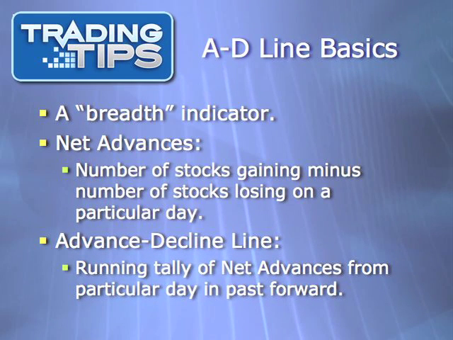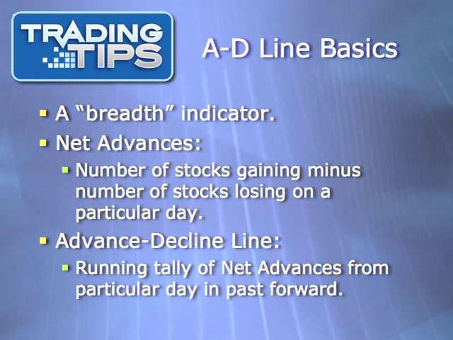The advanced decline line is considered a breadth indicator, in that it measures the breadth of trends. If the market is in a bullish trend, is the trend widespread, with many stocks participating? Or are there just a few market leaders that are doing the heavy lifting? The advanced decline line can tell you, and it does this by looking at net advances, which are the number of stocks gaining on a particular day, minus the number of stocks that have lost ground on that day.